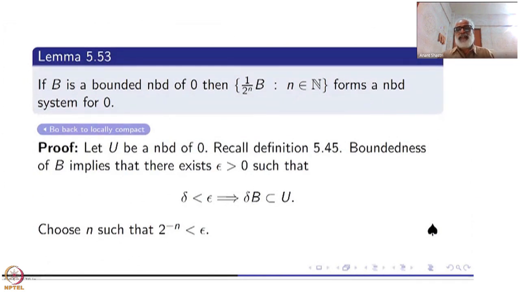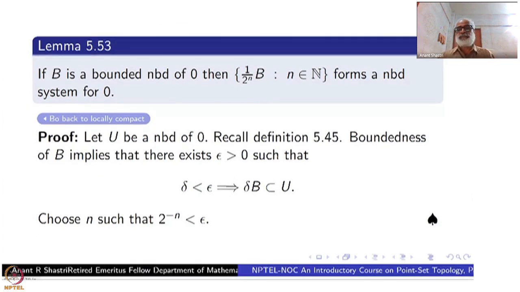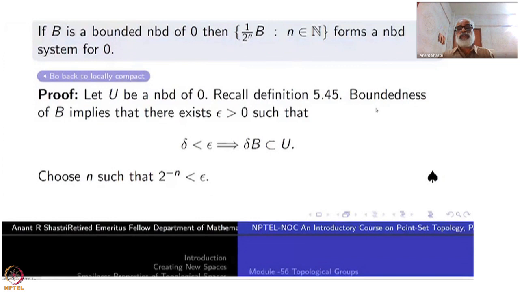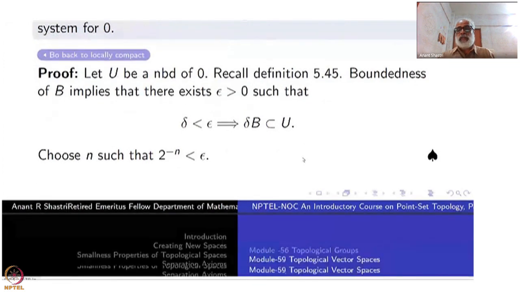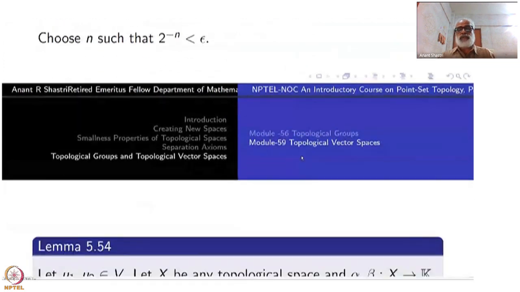Then 1 by 2 to the power n, for some n large, will be contained inside U. For every neighborhood, some member is inside it, which means that this is a neighborhood system. Okay, so we shall use all these things in a neat way to derive some nice results.